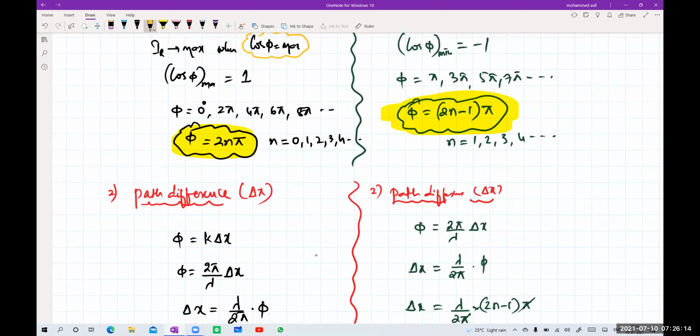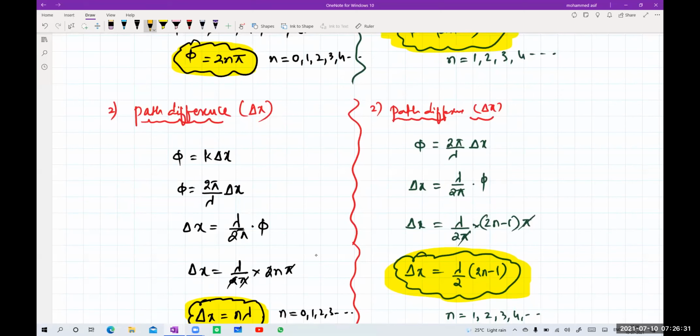In the same way, for path difference in constructive interference, delta phi is equal to k into delta x, or phi is equal to 2 pi by lambda into delta x. What is k, beta? K is known as the propagation constant in waves, and it is given by the formula 2 pi by lambda. So for the path difference, take out the value of delta x from this: delta x is equal to lambda by 2 pi into phi. The phi value we already know is 2n into pi. The pi, and the 2 and 2, will get cancelled.